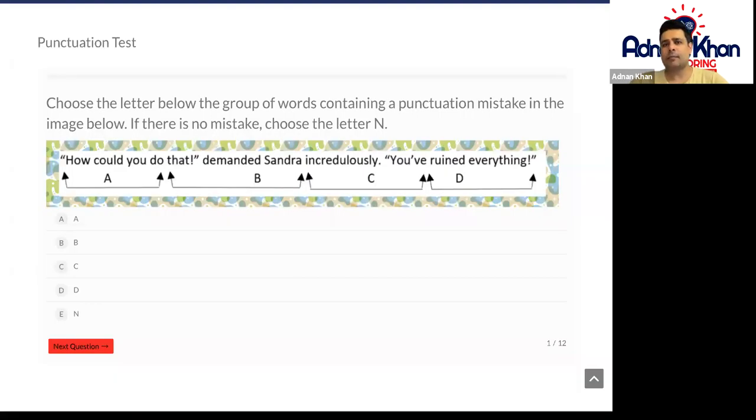We're looking at punctuation test 2. So let's read the question first of all. Choose the letter below the group of words containing a punctuation mistake in the image below. If there is no mistake, choose the letter N. So let's just read this sentence together.